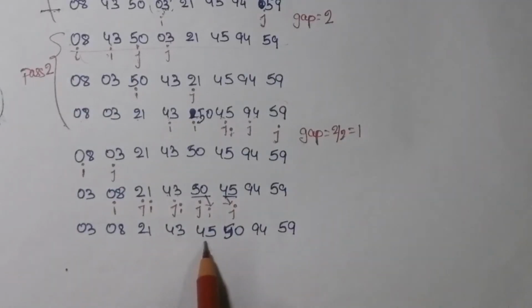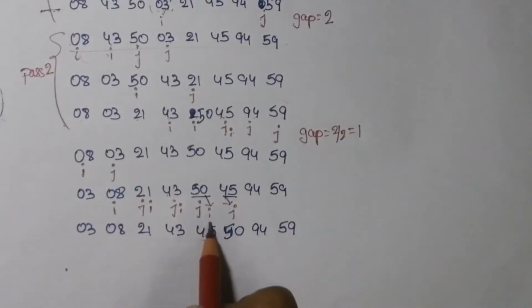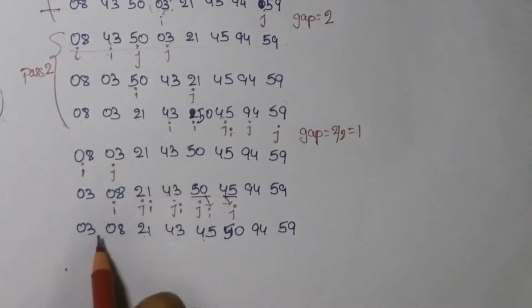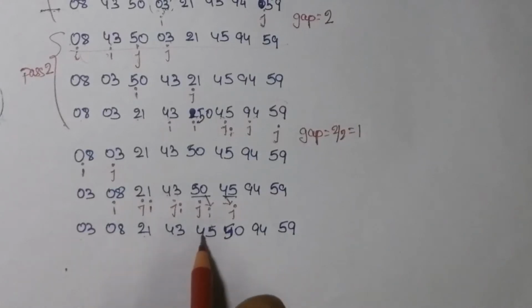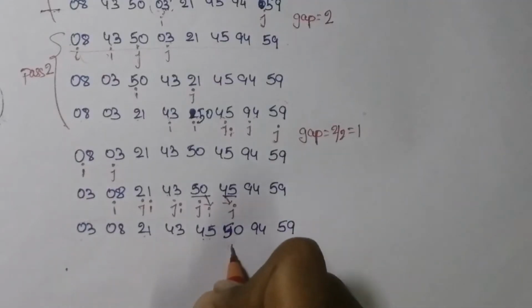I have already told that if swapping occurs, then we need to compare that element with the previous element also, right? So 45 needs to be compared with all the previous elements. But here all the elements are smaller than 45, so there is no need of swapping. And previously I was at this index, so it will be incremented to here.